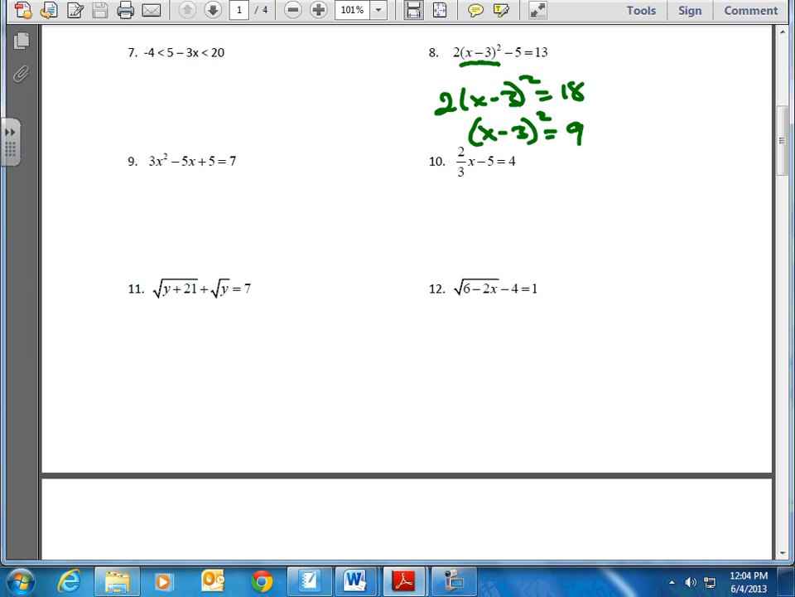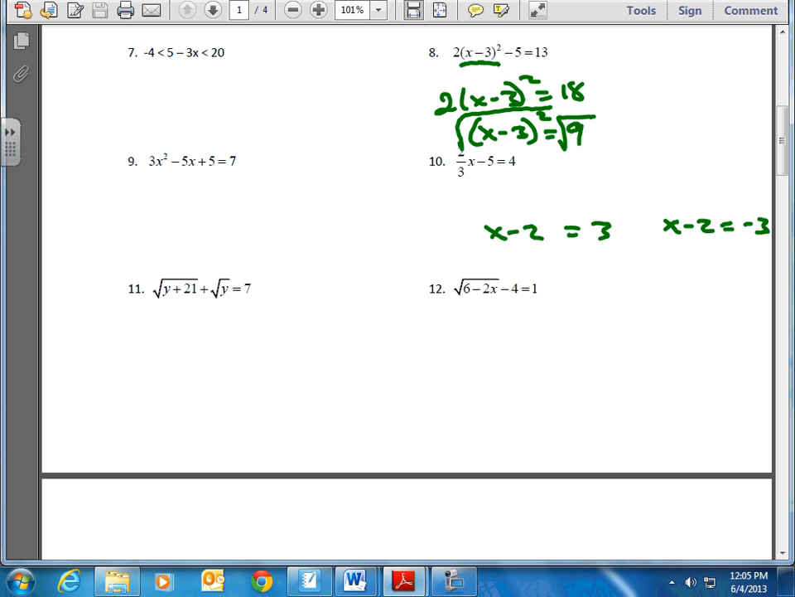Now, what number squared is 9? To get rid of that square, I am going to square root both sides. So the square root of 9 is 3. So x minus 3 has to equal 3. But there's another number that, when I square it, I'll get 9. If x minus 3 is equal to a negative 3, I'll also get 9 because a negative 3 times a negative 3 is 9. So when you eliminate the square, you have to get both the plus and the minus of the square root.